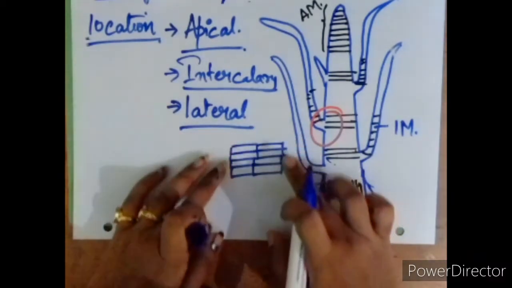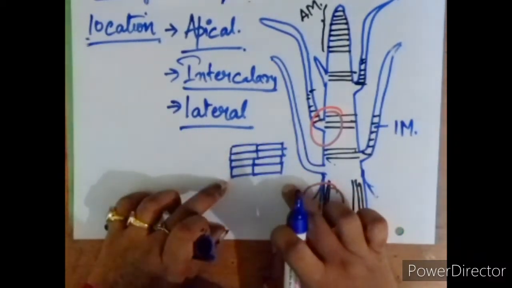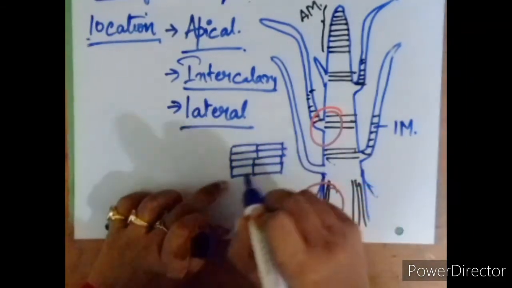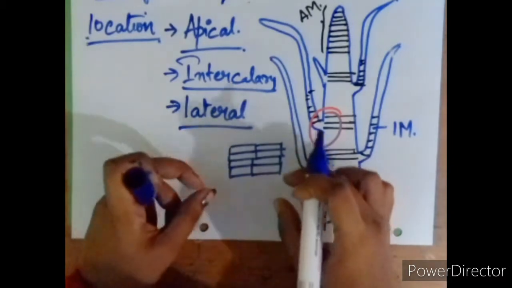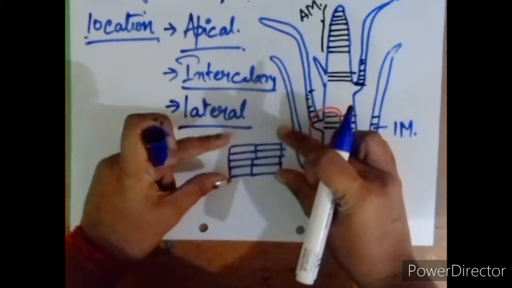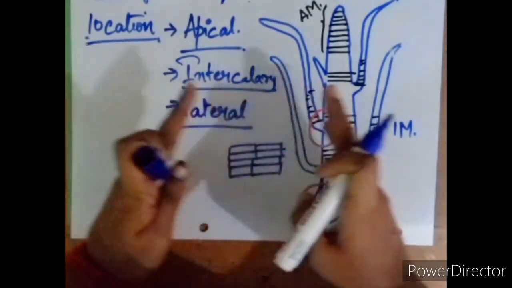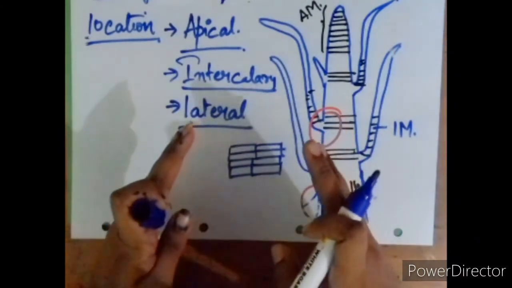Now what is there? The length has increased over here. That means when it is taking a division in the horizontal plane, it is dividing and actually increasing in length, not in breadth. Clear? Are you getting my point?